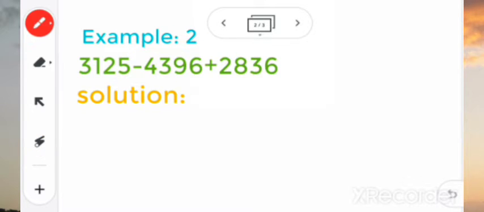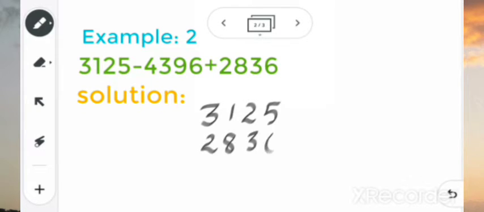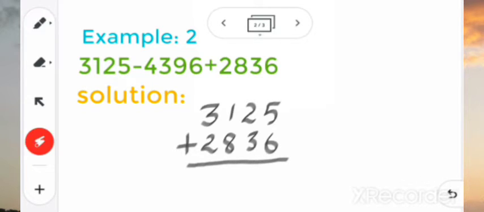Let's do it now. I am arranging the digits in order. 3125, and the third number is 2836. These two numbers we have to add, so I am writing the plus symbol here. If you add here, 5 plus 6, 11. In 11, only 1 you will write here and 1 you will carry. 1 will be carried here. Now 2 plus 3, 5, 5 plus this 1, it will be 6.